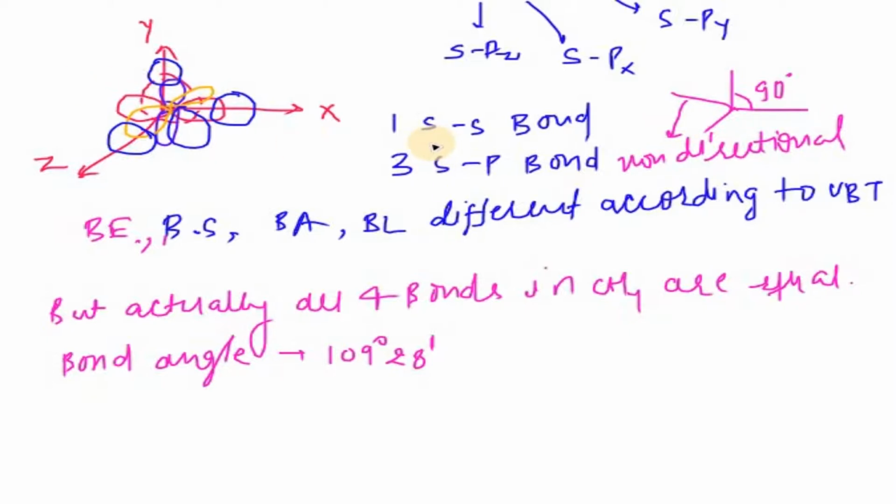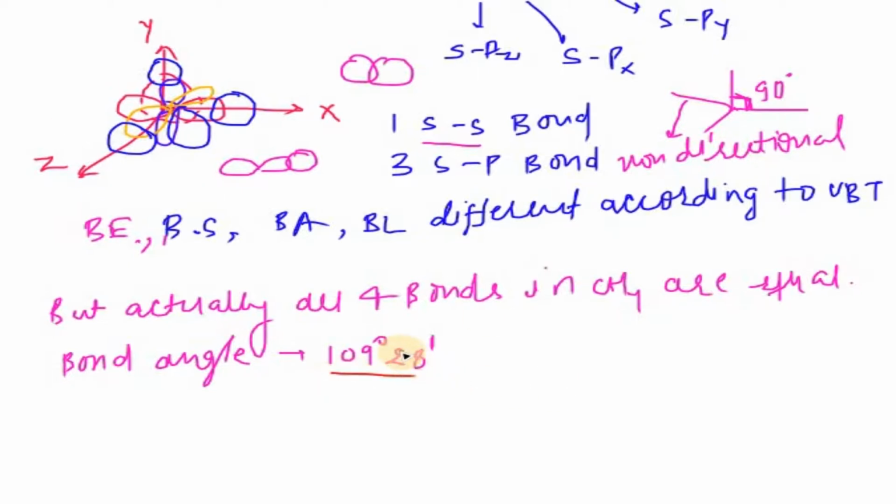So when there is s-s overlapping, we have seen that there is no direction. But when px overlaps with s, there is a particular direction. So these 3 are at a 90 degree bond angle and 1 is non-directional. So here we are getting 2 different types of bond. Even these bonds have a 90 degree bond angle, which is not the actual structure of methane.